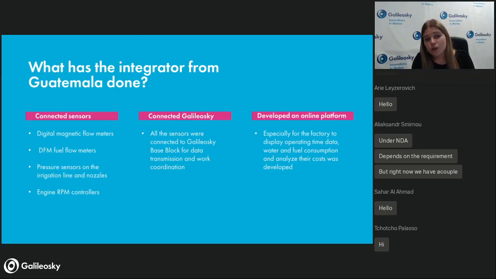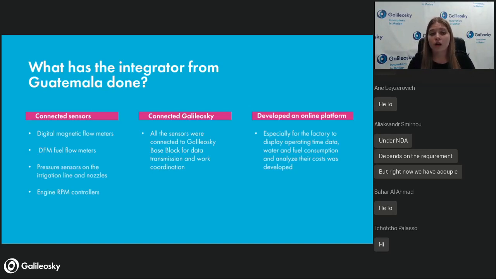And furthermore, together with the customer, Tecomseh developed an online platform to display water and fuel consumption and analyze their cost. It was possible because our data exchange protocol is open, so any of our partners has the opportunity to use software which is required especially for their projects.